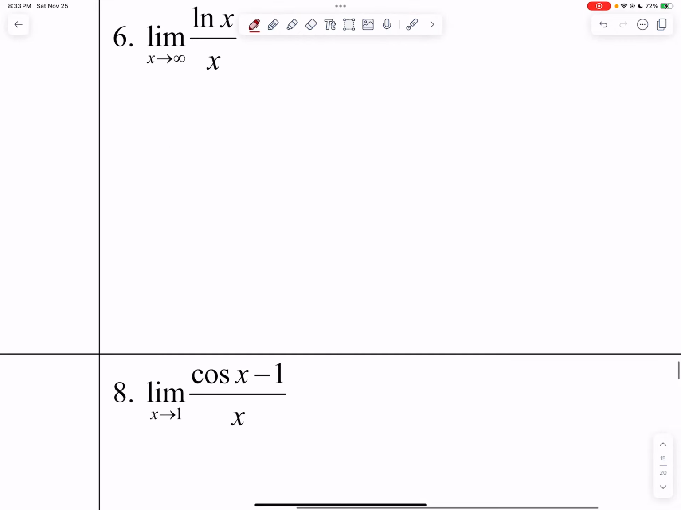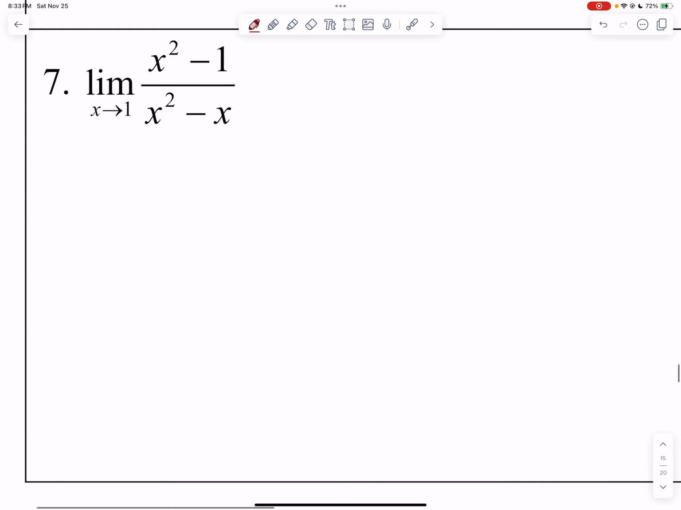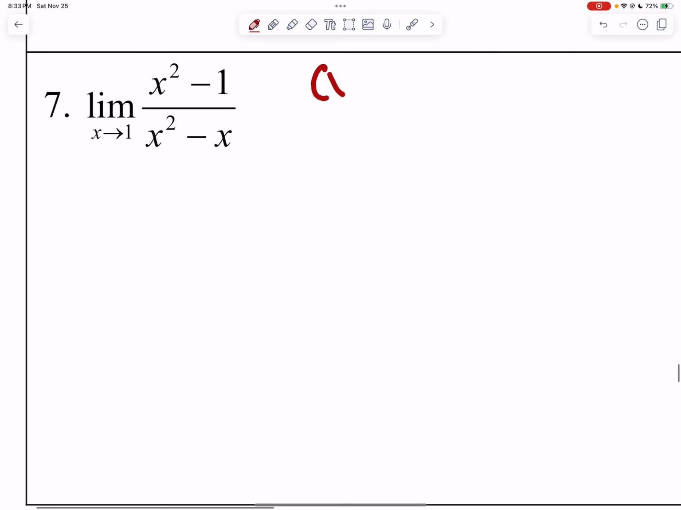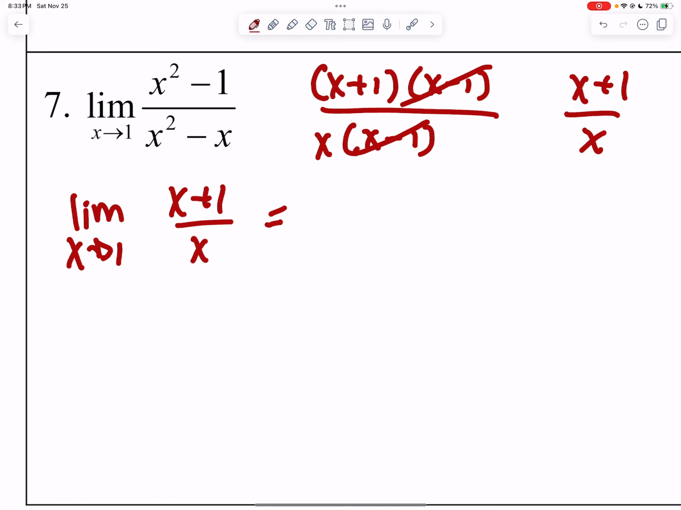All right, let's go ahead and do 7. For number 7, you could do two things. You can use direct substitution and see that it's 0 over 0 and then use L'Hopital's, or you could use basic factoring and solve it that way. Because if you were to do that, you'll get x plus 1 over x, and then that limit right there is going to be 2 over 1 or 2.